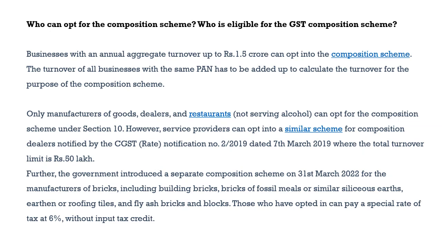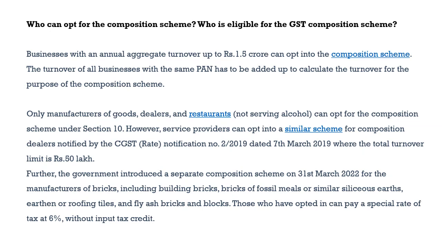What does it mean? The manufacturers of goods, traders, and restaurants not serving alcoholic beverages fall in this category. I repeat again: manufacturers of goods, traders, and restaurants not serving alcoholic beverages fall in this particular category. And businesses engaged in supply of services, excluding the specific provision allowing such supply of service as per defined limit, are not eligible for that particular scheme, that is composition scheme.